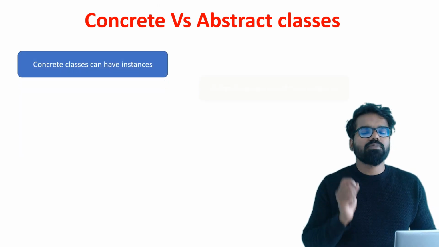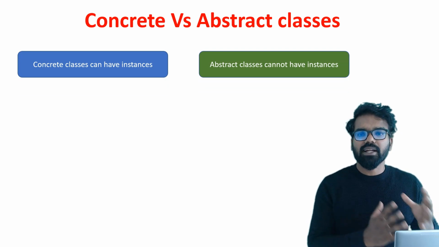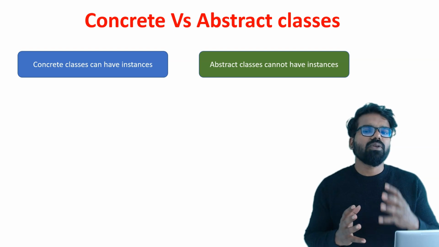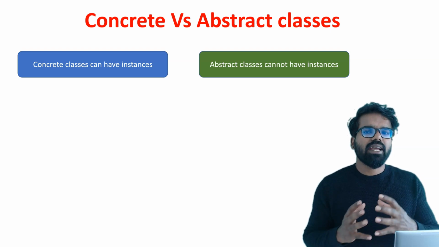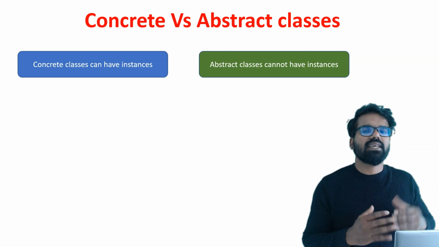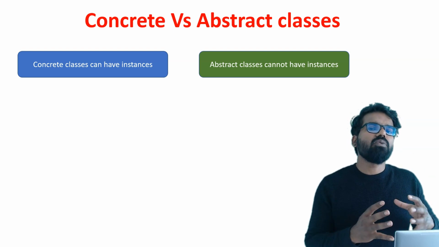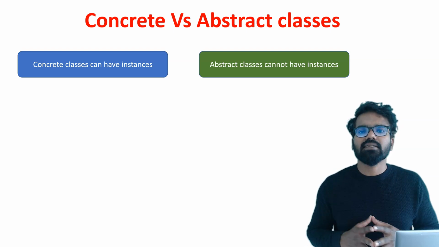The first main option is that concrete classes can have instances, whereas abstract classes cannot have instances. Instances here, what I refer to, you can think of like objects. For example, for claims request, a lot of claims request cases can be created. So cases can be referred to as instances.